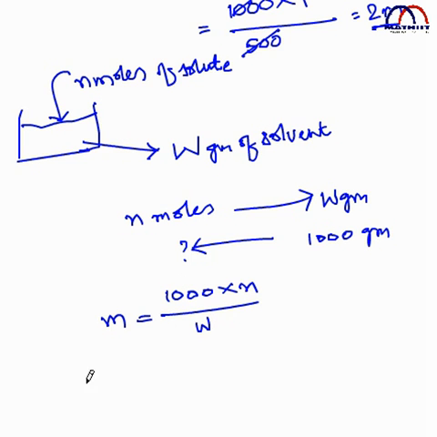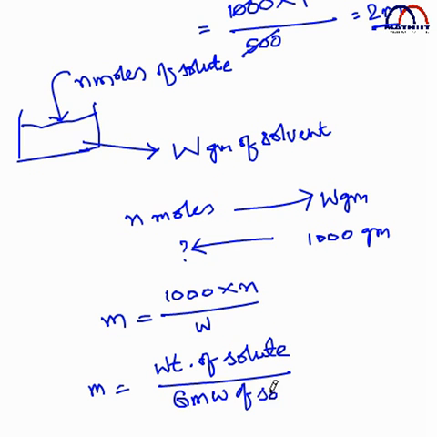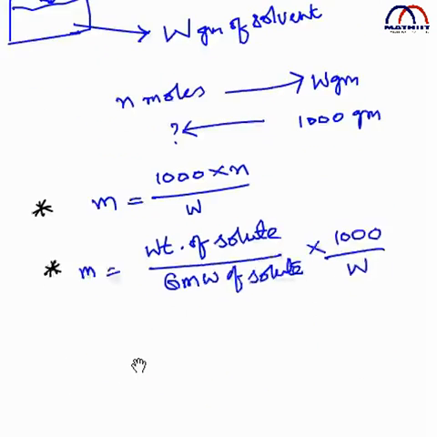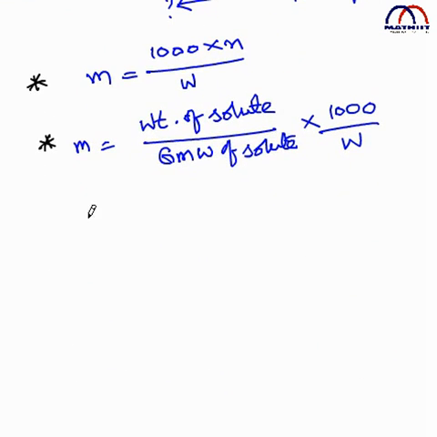Can I write the number of moles like this? I am writing the number of moles like this: weight of solute by gram molecular weight of solute. Okay. Now this is 1000 by W, which is nothing but the weight of the solvent. Like this, we can find the molality of any given solution using this simple formula. So let us do a very simple problem to understand this formula.